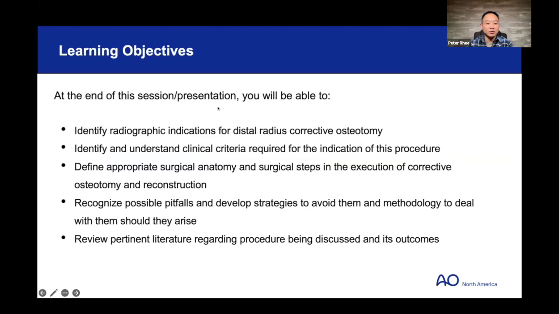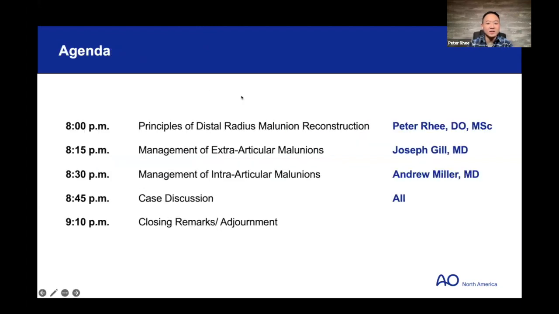Okay, and here are learning objectives, really just pertaining to how you evaluate and plan corrective osteotomies of distal radius malunions, and then some techniques, tips, pearls, and tricks on how to manage these, which can be quite challenging. And here's our agenda. I'll briefly go over general principles of how to approach distal radius malunions, both intra- and extra-articular, and then our faculty will take over, one on extra-articular versus intra-articular. And one of the greatest parts of these webinars are the case discussions.